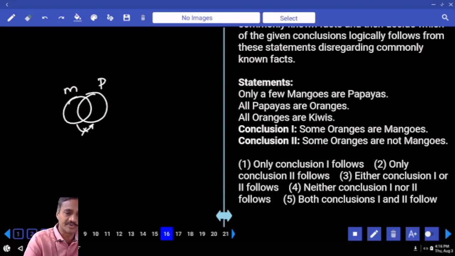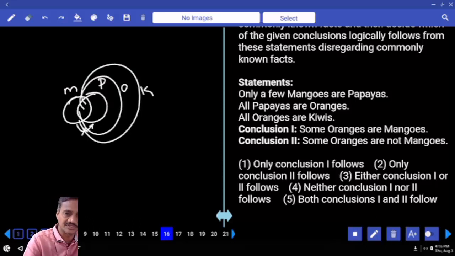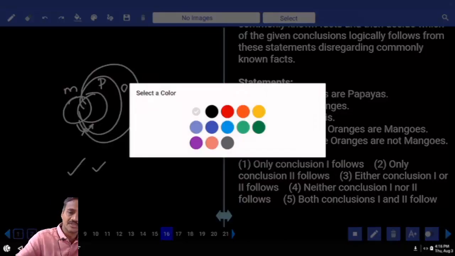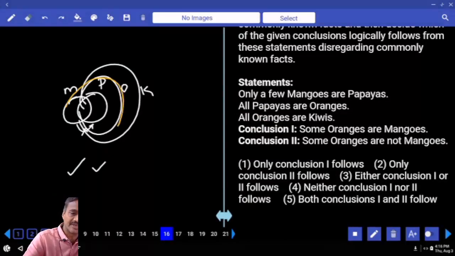And next one, all these papayas are oranges. Now this entire papaya is orange, and all oranges are kiwis. This entire orange is kiwi. Then some oranges are mangoes, that is definitely true. Some oranges are not mangoes, that is true. If also all oranges are mangoes, now we can write all oranges are mangoes like this. Then also this entire mango is not a part of this papaya. Hence the alternate diagram to the previous conclusion is false. Hence what is your answer? Only one, choice 1, question number 16.